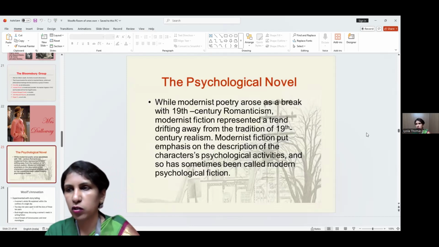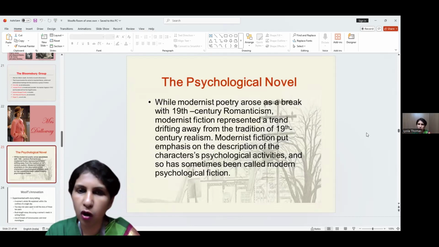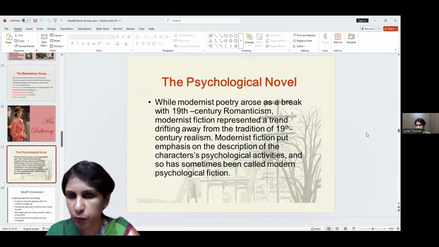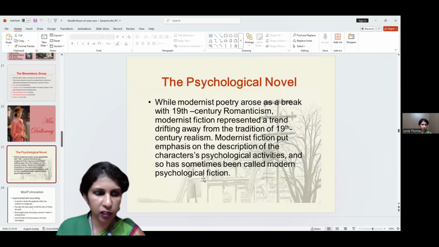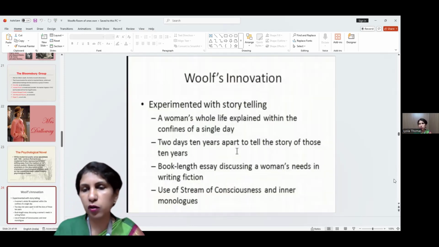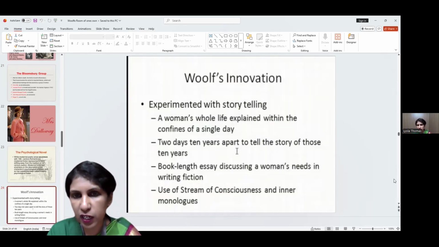Virginia Woolf also contributed a lot to the psychological novel, while modernist poetry arose as a break with 19th century romanticism. Modernist fiction represented a trend drifting away from the tradition of 19th century realism. Modernist fiction put emphasis on the description of the character's psychological activities, and so has sometimes been called modern psychological fiction.